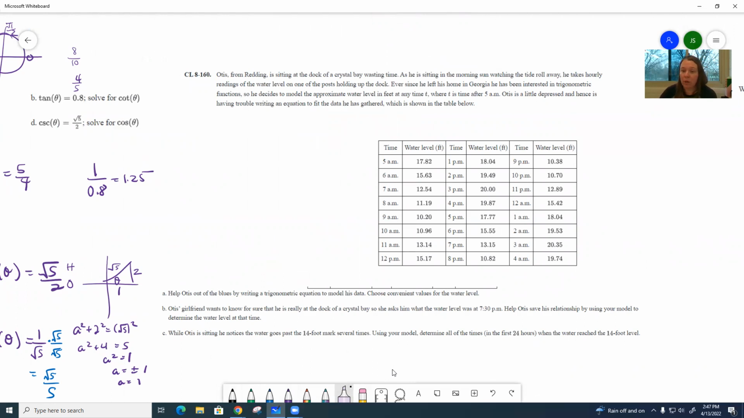So first of all, it's important to note that T is the time after 5 a.m. So when we graph this, we don't want to start at 5. We want the time after 5 a.m. So like this is 0, 1, 2, 3, 4, and so on. So when we put the time in, we want to be careful about that. And then we're going to write an equation and all that. So it would be helpful to look at the graph.